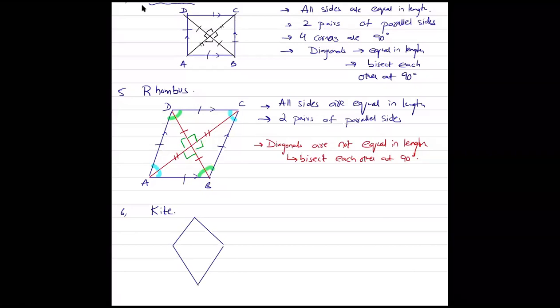So kite में क्या होता है basically? Kite में कोई भी parallel sides नहीं होती. No parallel sides. A, B, C, D. लेकिन kite में these adjacent sides are equal. So AB is equal to AD and BC is equal to CD, जिसे हम कहेंगे adjacent sides are equal in length.